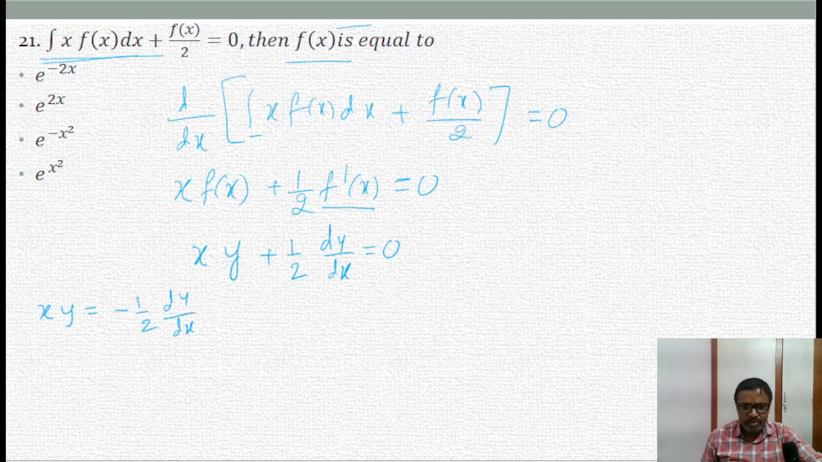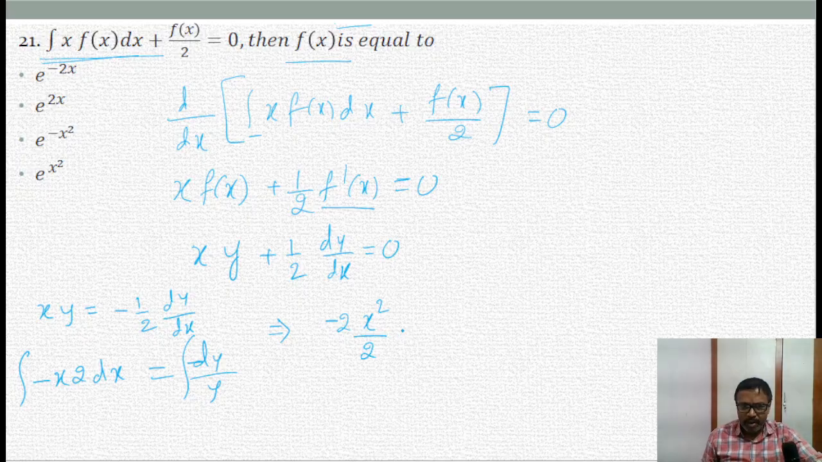Now shift 2 into dx to the left hand side. Already x is there, keep x there only. Minus, if you want, you shift here too, and dy by y. So we have separated the variables. Now let us integrate on both sides. By integrating, we are going to get minus 2 into the integration of x, which is x square by 2, plus c is equal to the integral of dy by y.